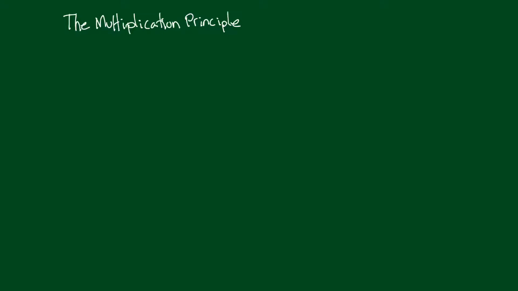There's a counting technique that comes up so often in counting and probability that we give it a name. It's called the multiplication principle, and I'll, through an example, give you a suggestion of why it works.